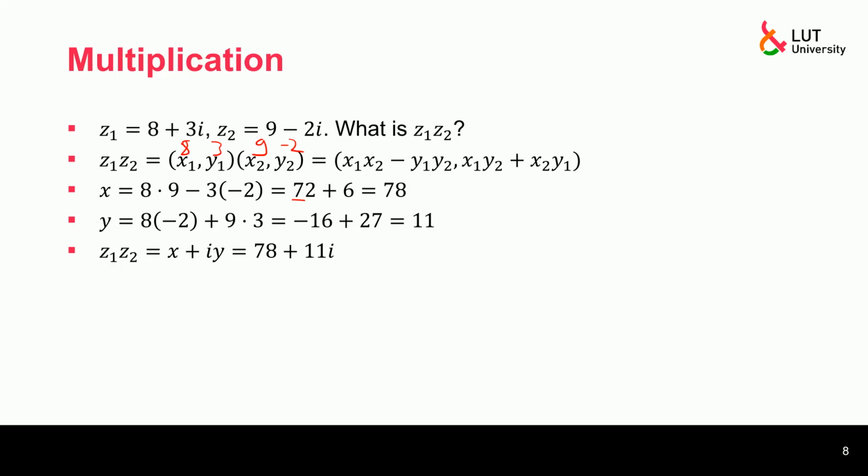8 times 9 is 72, and minus 3 times minus 2 is plus 6, so that's 78. And then we get the real part of the first one multiplied by the imaginary part of the second one, going to minus 16, and vice versa. Real part of the second one multiplied by the imaginary part of the first one, plus 27. Minus 16 plus 27 is 11. So what we get is 78 plus 11i.